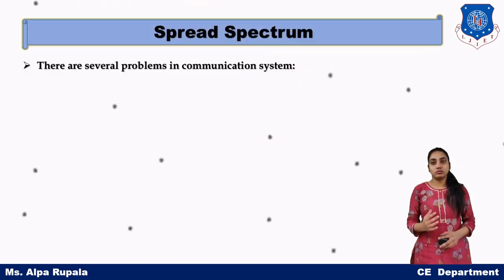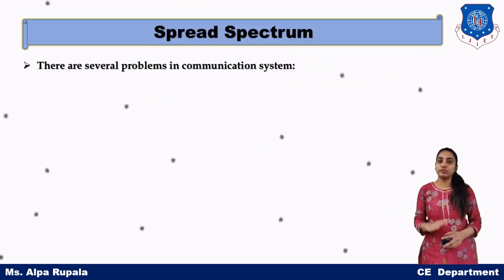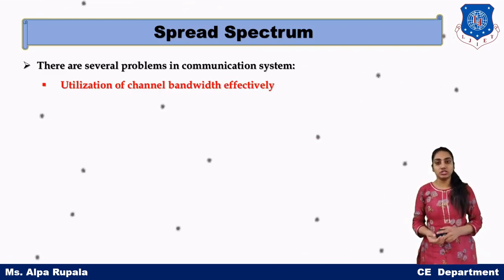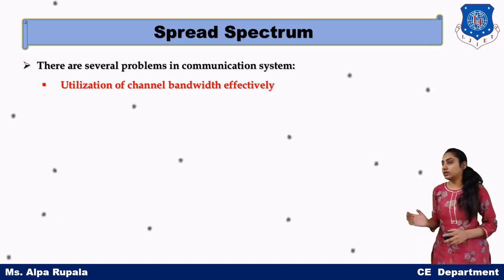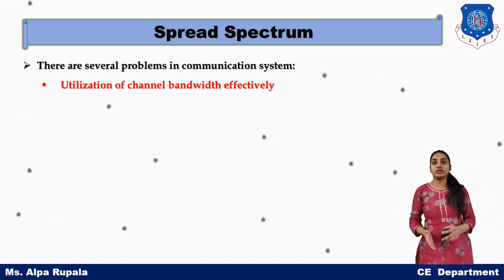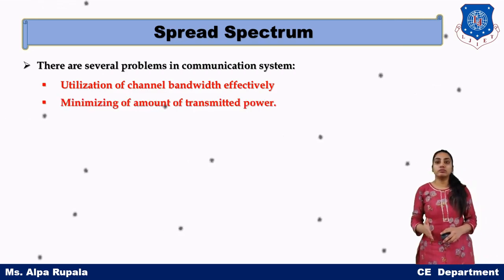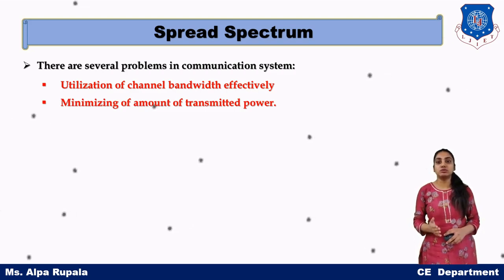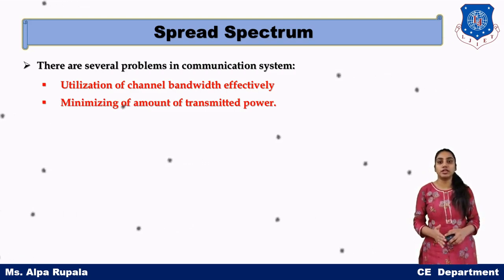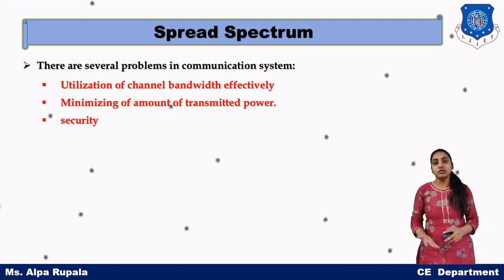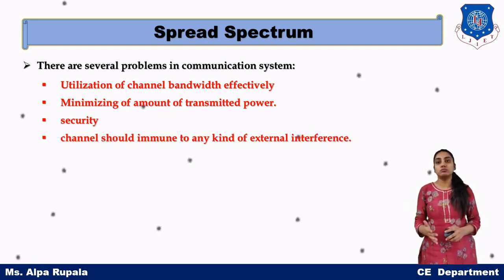So first of all, what is spread spectrum? But before that, why do we require spread spectrum? There are several problems in communication system. The first problem is we are not utilizing the channel bandwidth effectively in narrow band system. Second disadvantage, we must minimize the transmission power that we are feeding to our antenna for the electromagnetic wave signal propagation. Then security, then the channel should be immune to any kind of external noise.